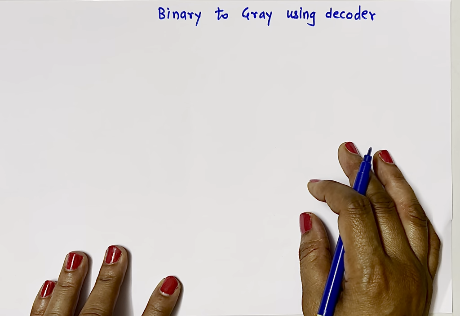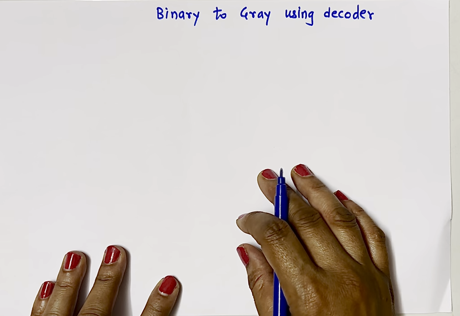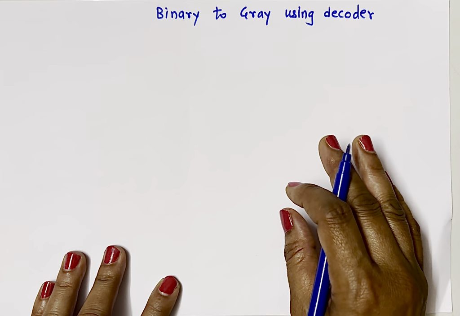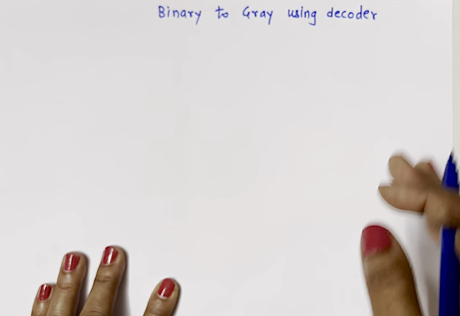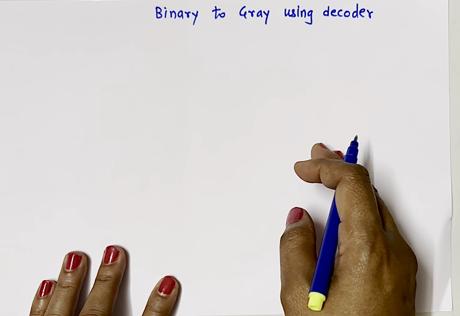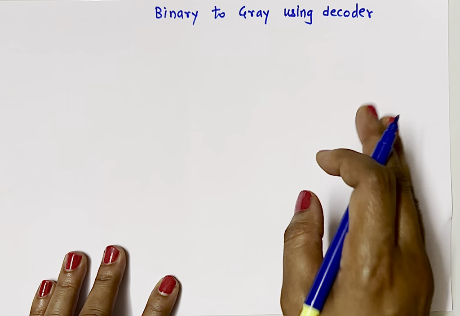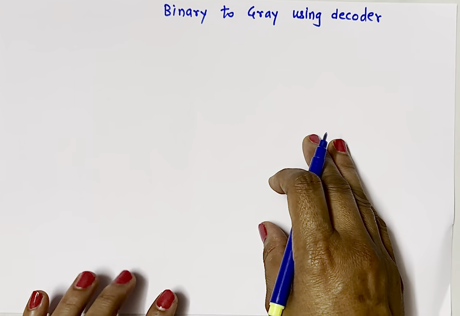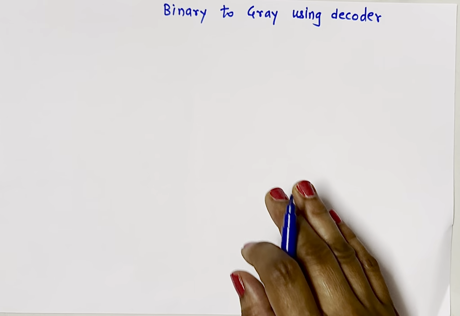In decoders there are two types: in some decoders the outputs are active low and in a few decoders the outputs are active high. So in a few books you may find that outputs are connected to OR gates and in a few books they are connected to NAND gates. So don't get confused. It is because of the outputs of the decoder. They are either active low or active high.